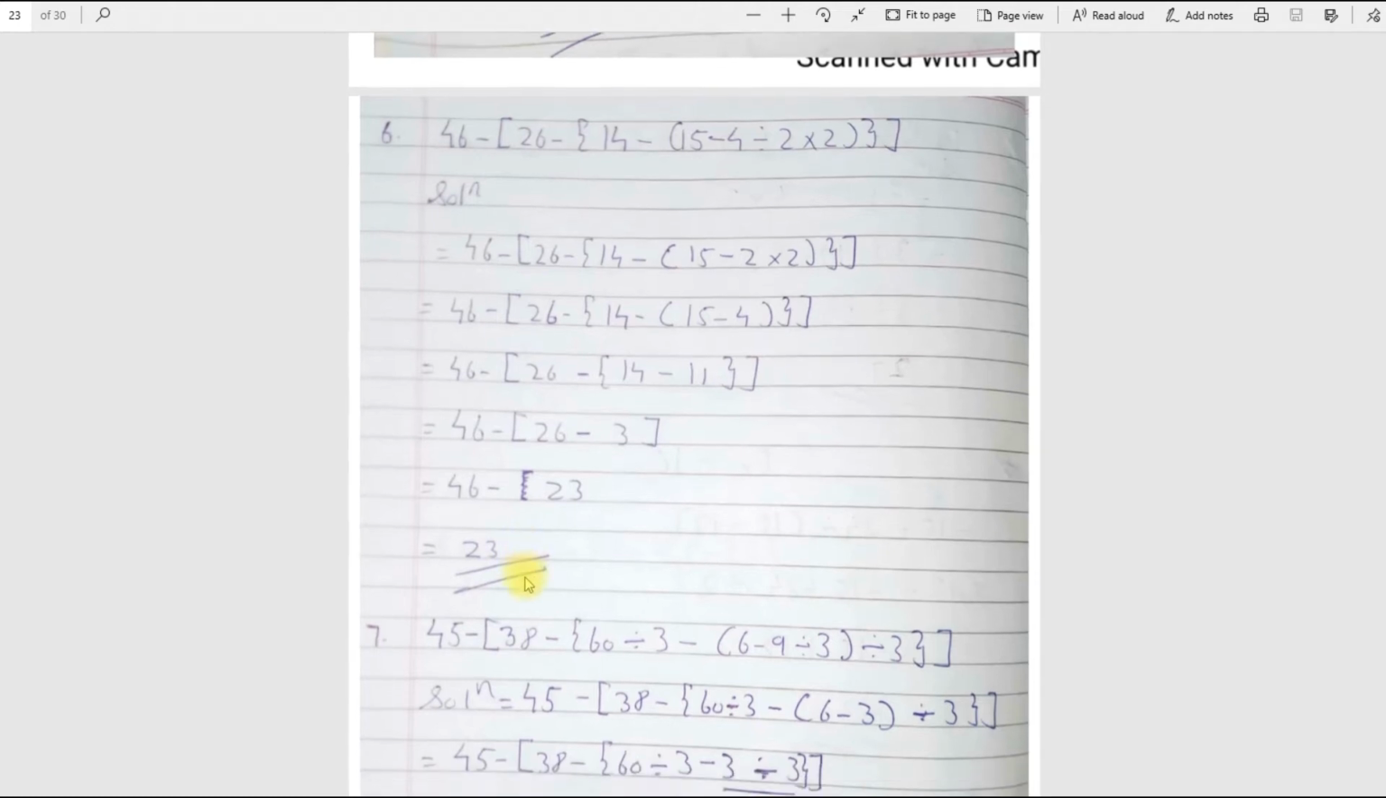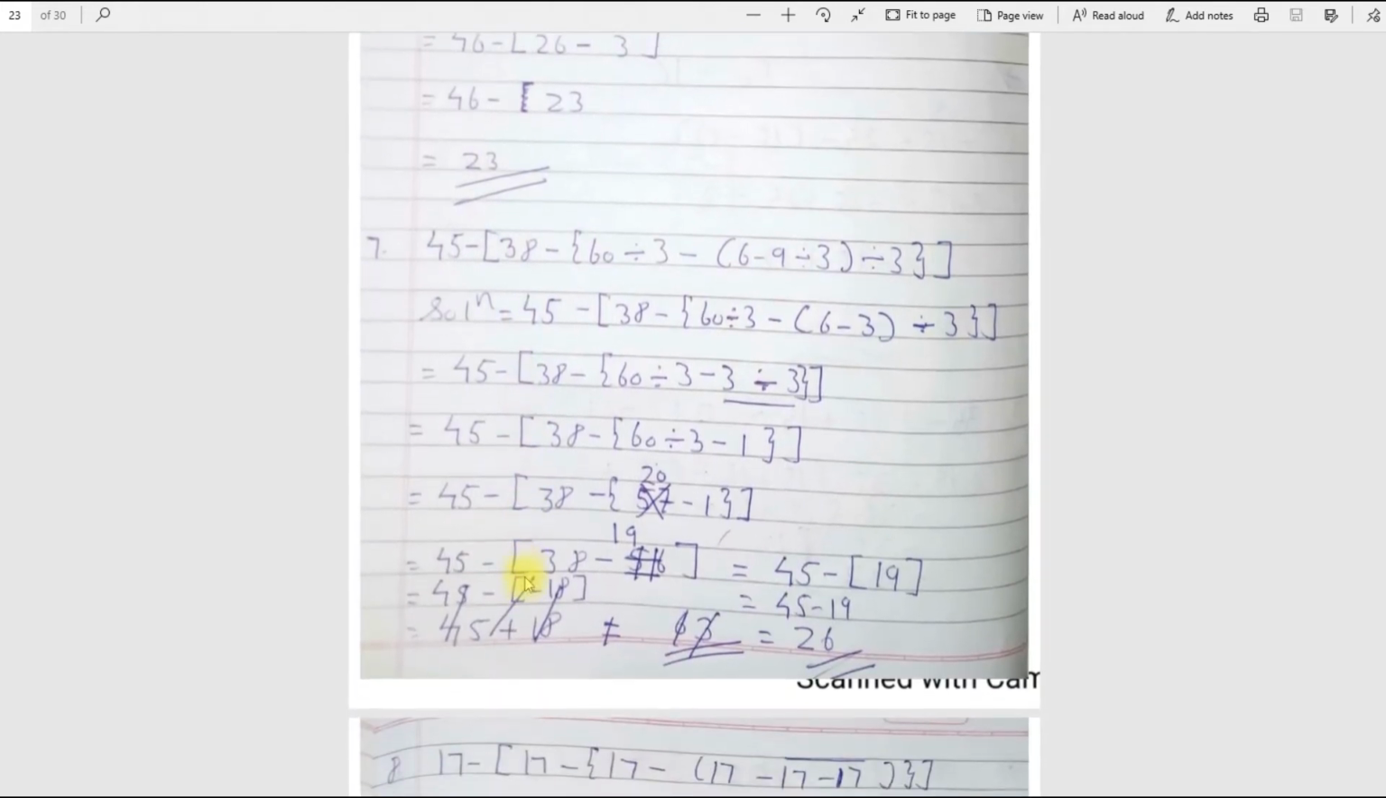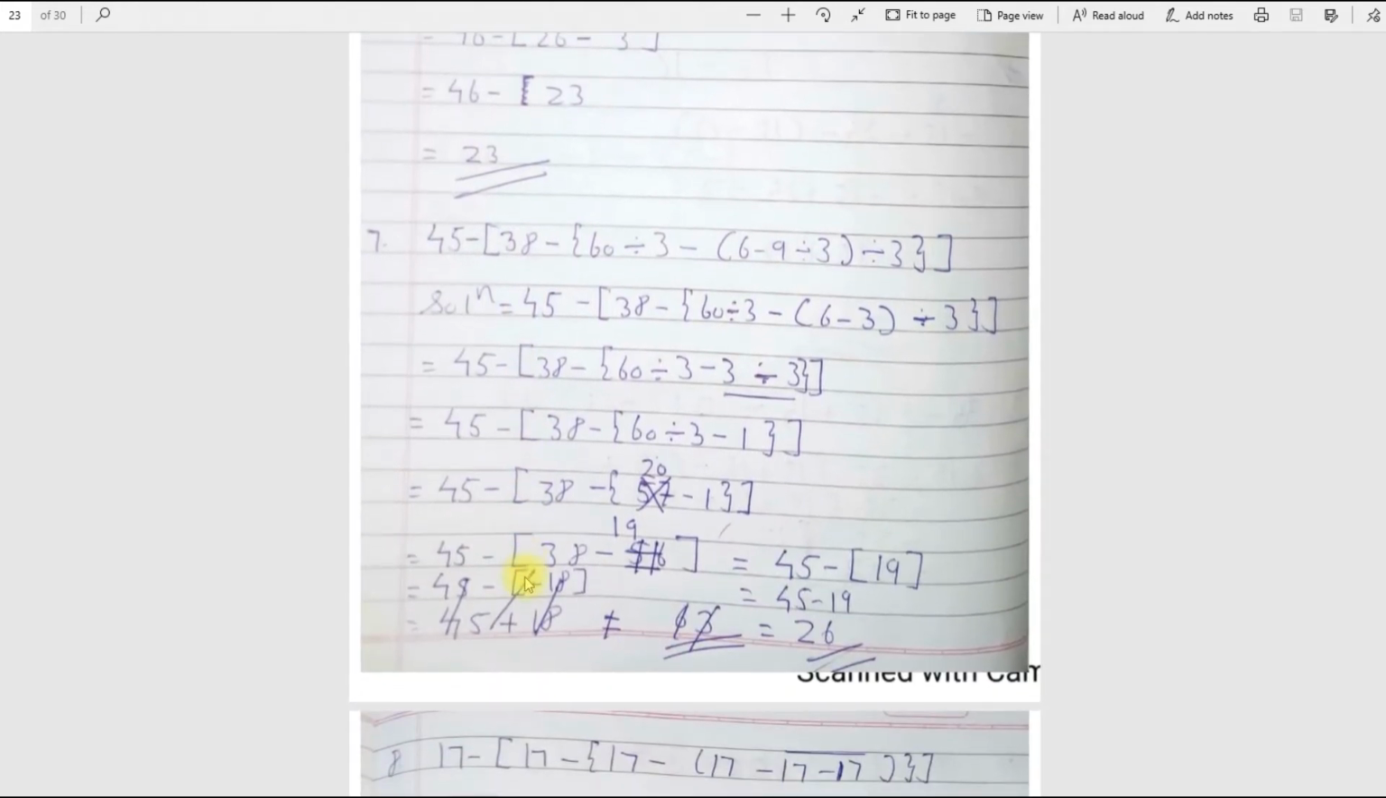Now, next sum over here. 45 minus 38 minus 60, curly bracket 60 divided by... okay. This is a little bit tricky sum, one of the important sums as per the exam. Keep in mind over here. First we have to solve the round bracket. So inside the round bracket, first we have to solve division.